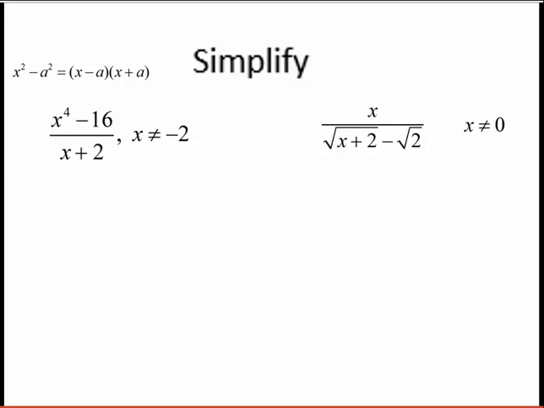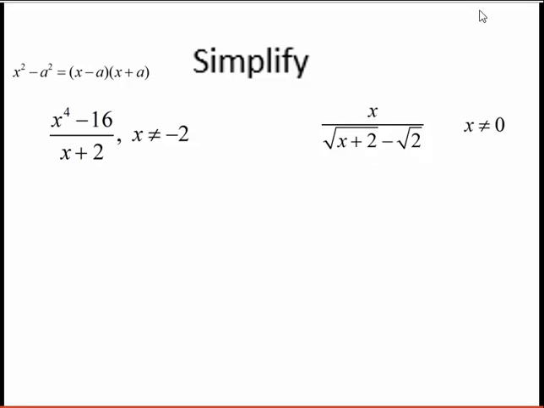Simplify and rationalize the denominator. We have two problems. X to the 4 minus 16 over x plus 2, where x not equals negative 2. And the second question is x over square root of x plus 2 minus square root of 2, where x not equals 0. So I need to simplify this one and also simplify this one with the concept of rationalizing the denominator.